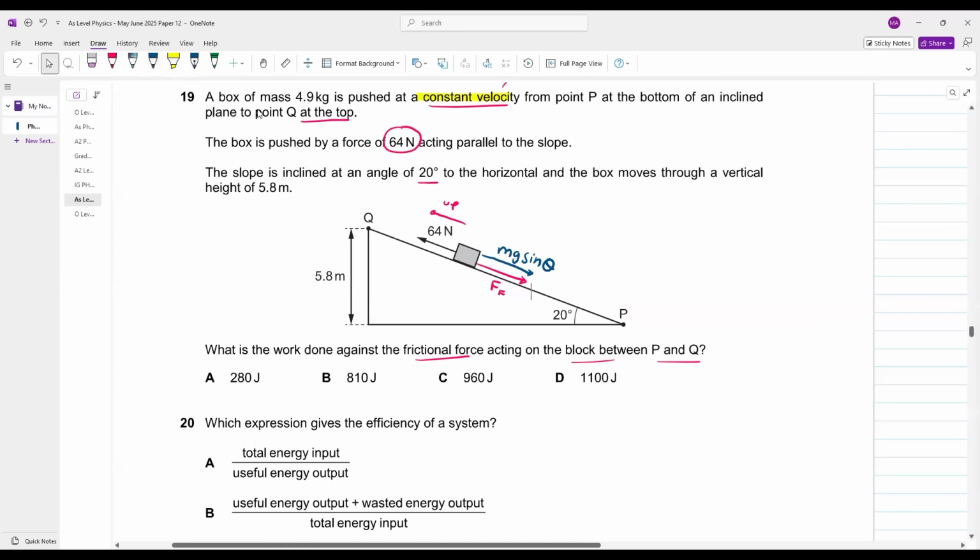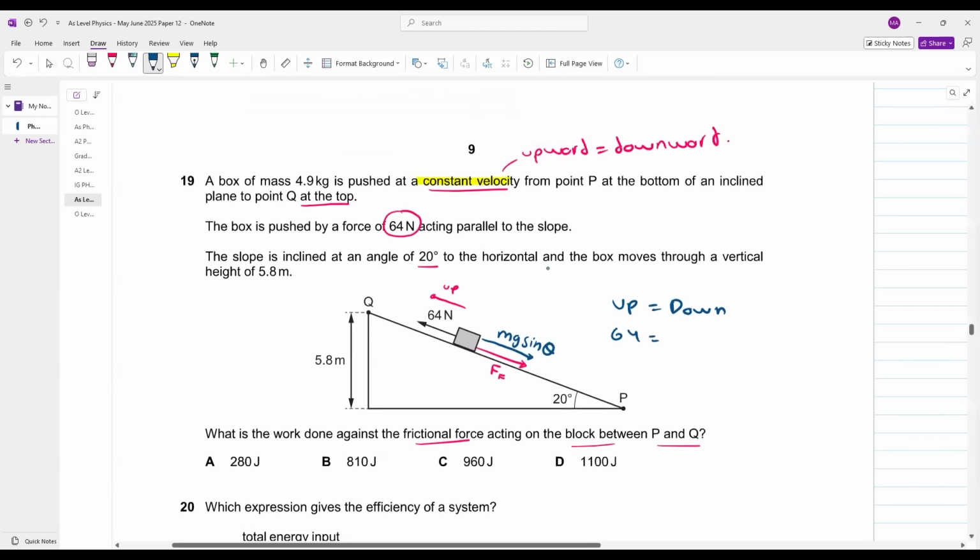Since it is a constant velocity scenario, the upward forces will be equal to the downward forces. Upward कौन सी force लग रही है? 64. आपका weight का component किस तरह निकालोगे? Mass is 4.9. G is what? G is 9.81 obviously into sine of 20 degree. You have to calculate the frictional force. Can you do that? Frictional force निकाल लोगे? Yes.